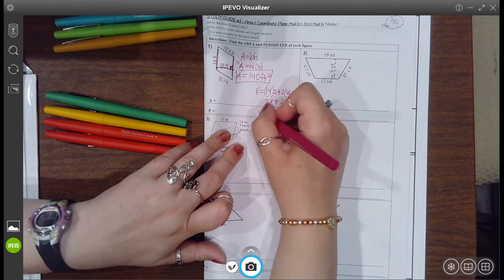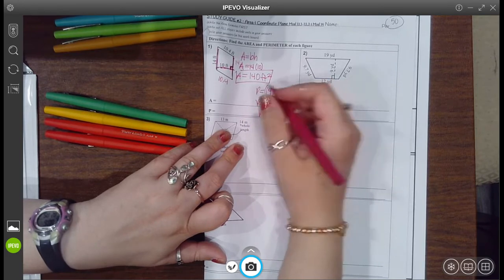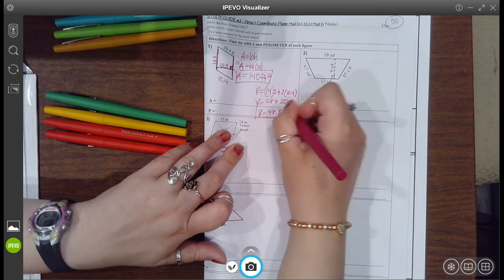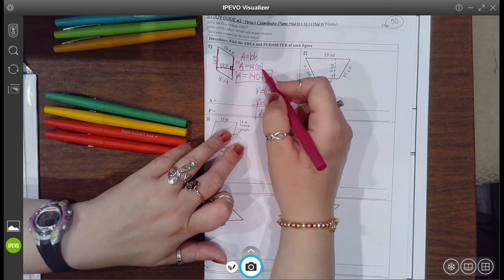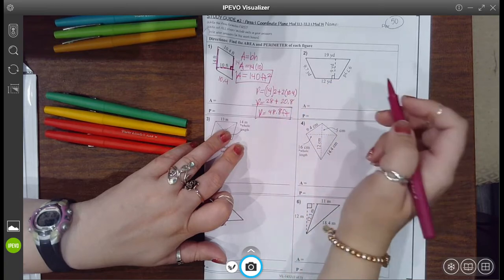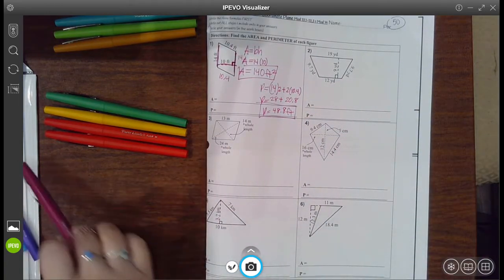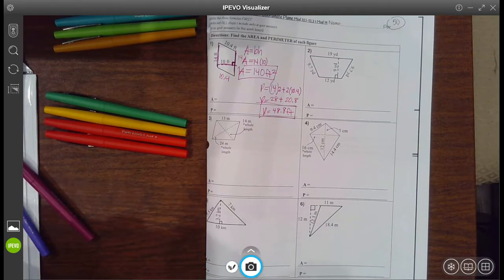Is it feet or feet squared? Well, perimeter, you're just adding all the edges, so it's only in feet. Area is feet squared because you go this times that, so feet times feet is feet squared. All right. Number 1, hopefully you got that one right. If not, let's move on to number 2 and let's try this one.